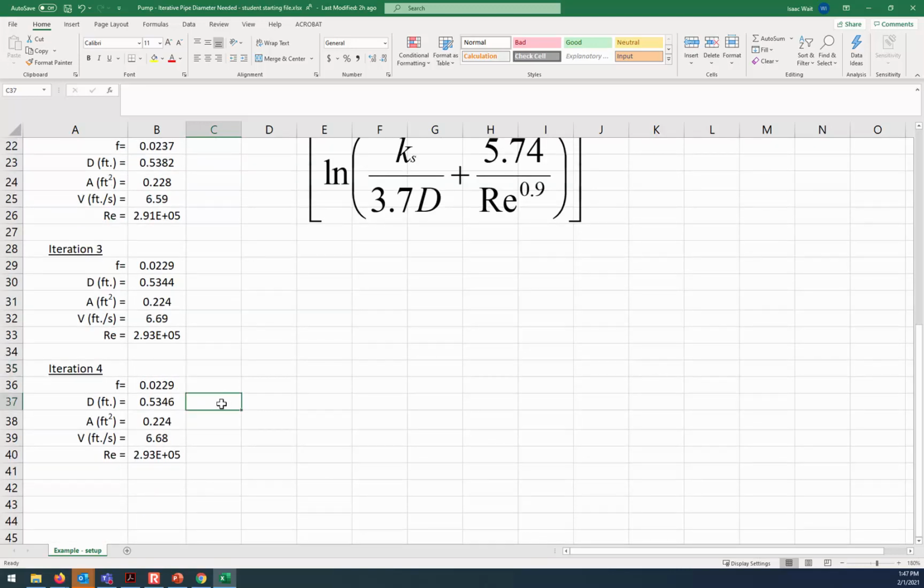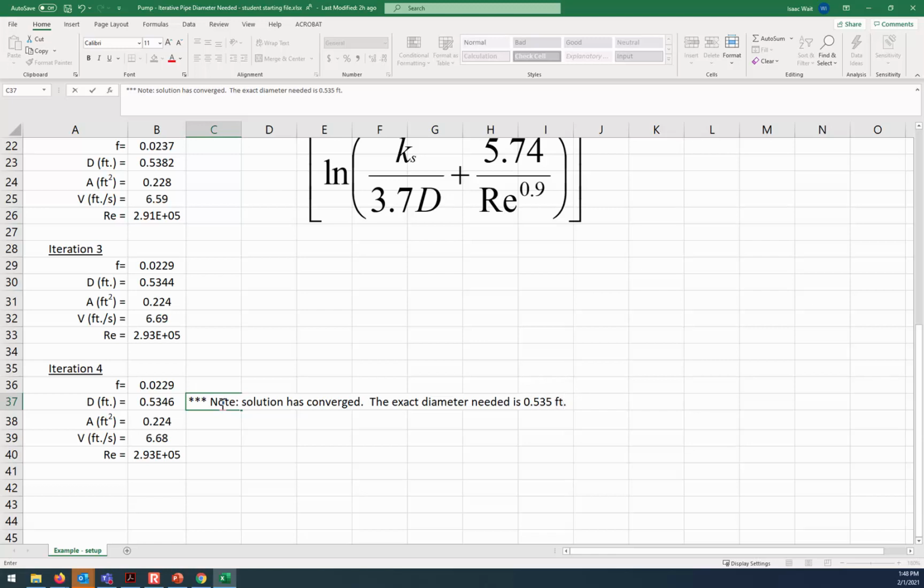So I'm going to put a little note. Note, solution has converged. The exact diameter needed is 0.535 feet. So buy an 8-inch diameter pipe.